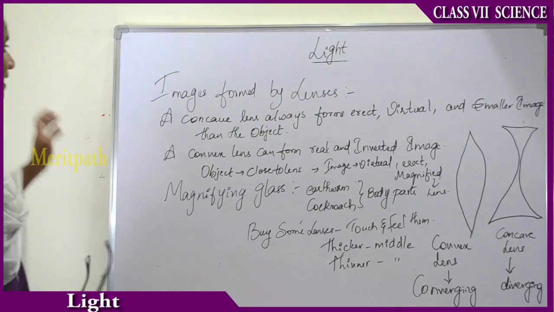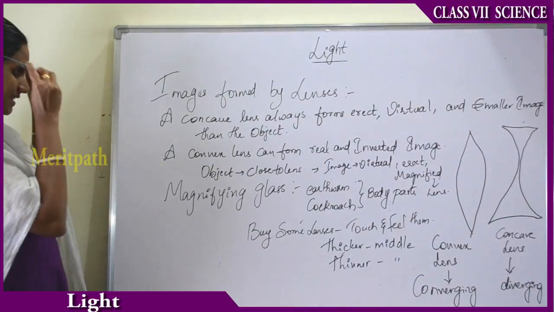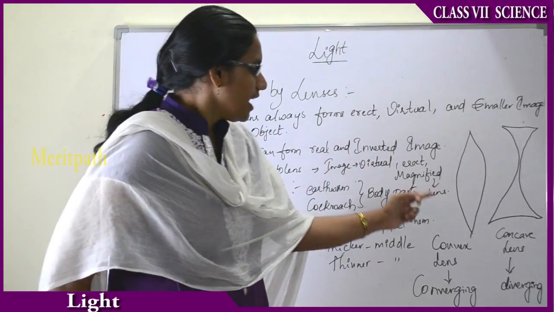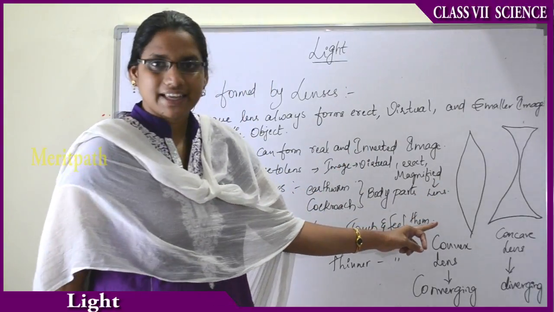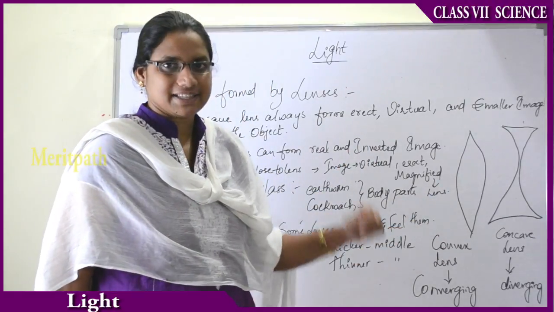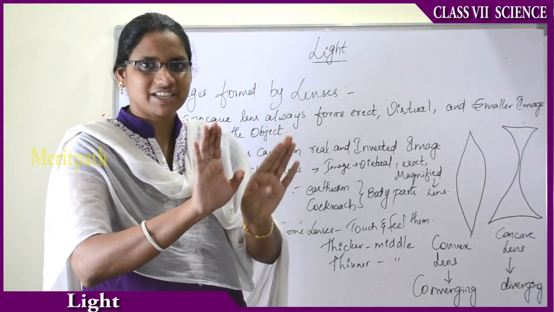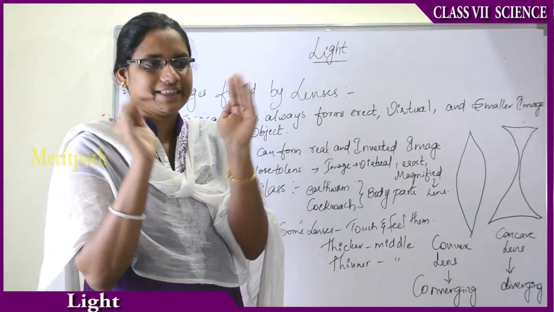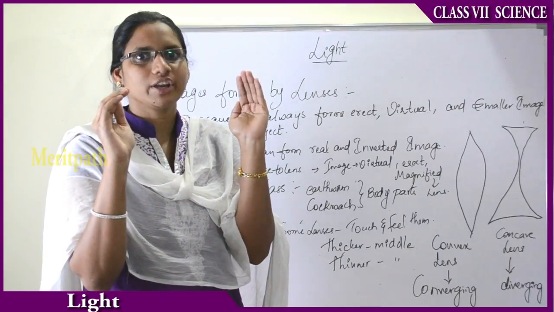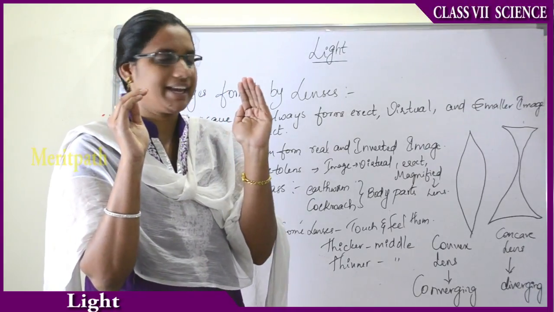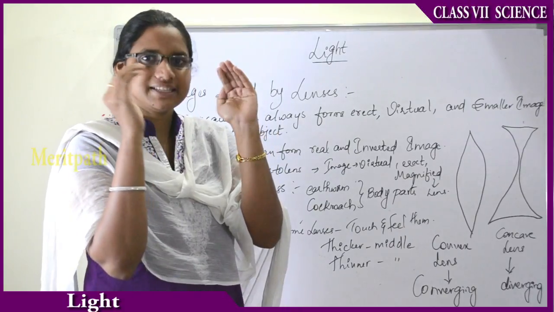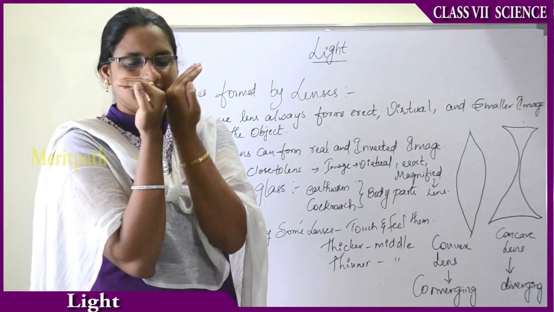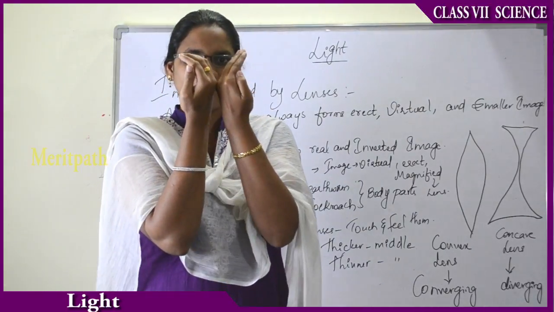Now let us see the images formed by the lenses. We will be having two types of lenses, the convex lenses and the concave lenses. Concave means a cave-like structure, right? This is one concave, and this is one concave. When these two concave lenses are joined, they will form a structure like this. This is known as concave lenses.